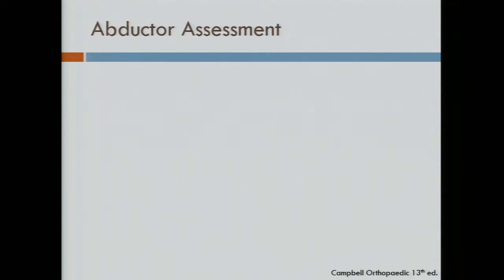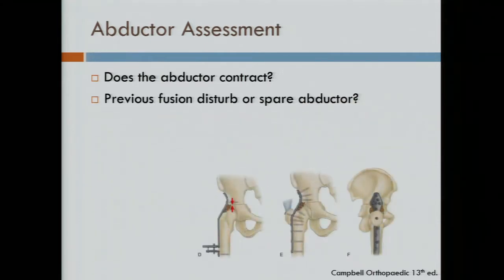So normally we need to assess the abductor function first, whether the abductor contracts or not, and whether any previous fusion disturbed or spared the abductor. For example, if the patient was fused with a cobra plate, you need to be careful because the abductor might have some problem. You might need to do an EMG or an MRI. The MRI is for checking the integrity of the abductor muscle, and the EMG may show you whether the abductor will work or not.